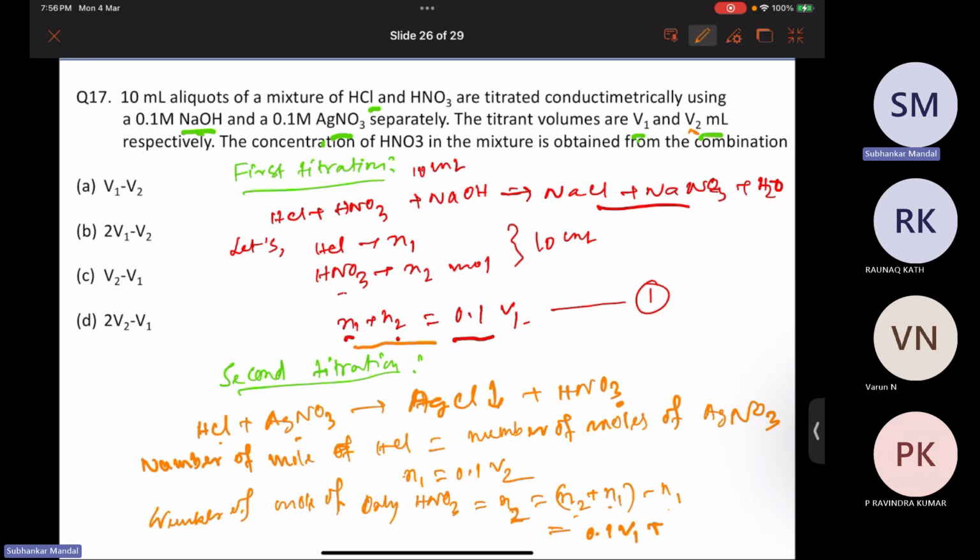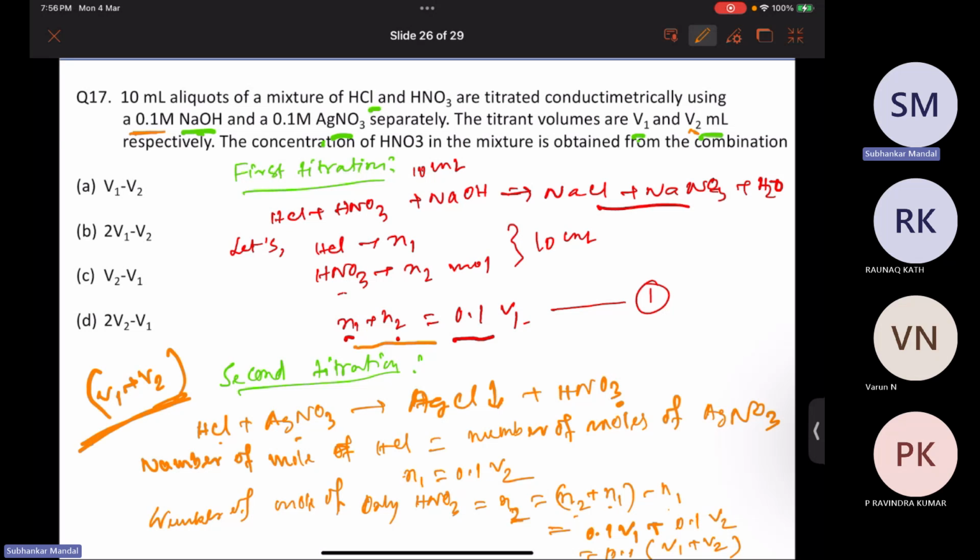V1 plus N1, that is, where is N1? Here N1 0.1 V2, so that means 0.1 common V1 plus V2. So this 0.1 and you are titrating with 0.1 molar NaOH, so that means that will be cut out. So you have the V1 plus V2.